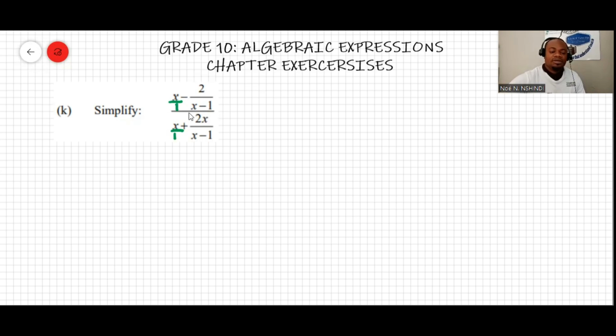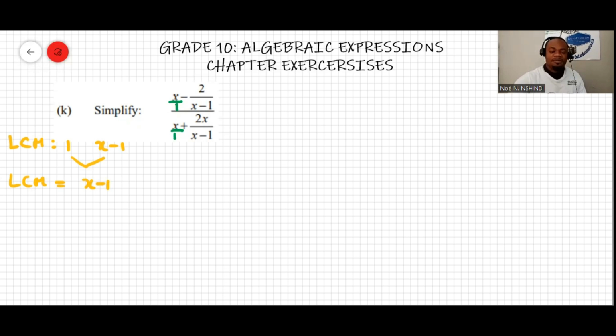Okay, this line here is the main fraction line. Now we need to find the common denominator for the fraction above the main fraction line, and then also for the fraction below the main fraction line. To do that, we need to find the LCM of 1 and x minus 1. So the LCM here will be just equal to x minus 1, because x minus 1 times 1 makes x minus 1.